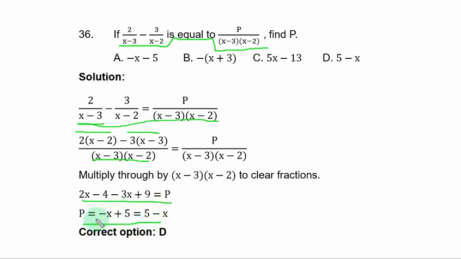Now, minus s plus 5 is not in the answer, but it can also be written as 5 minus s. That gives D as the correct option.